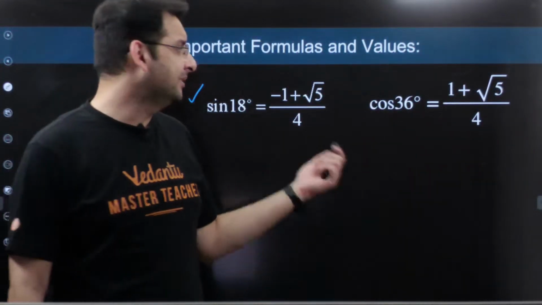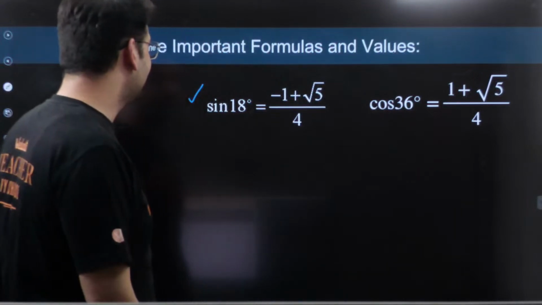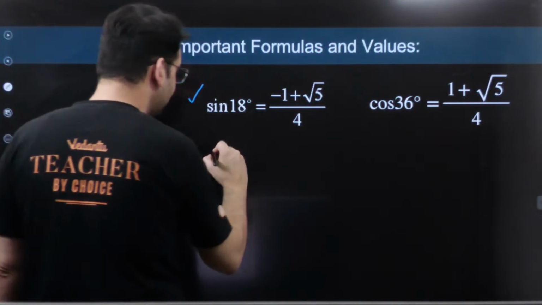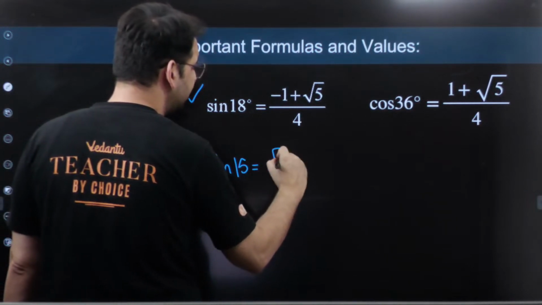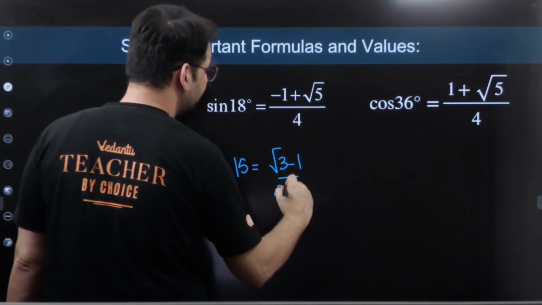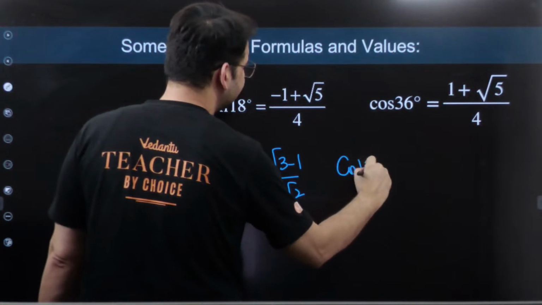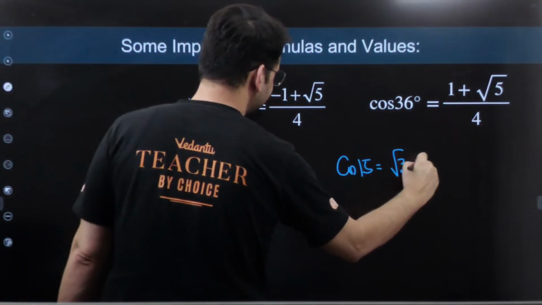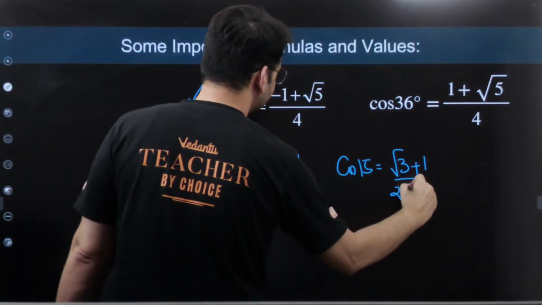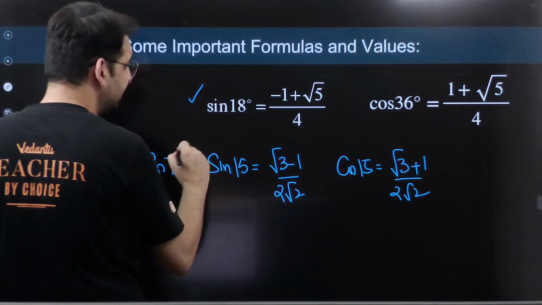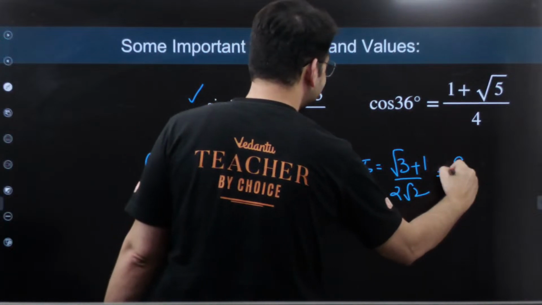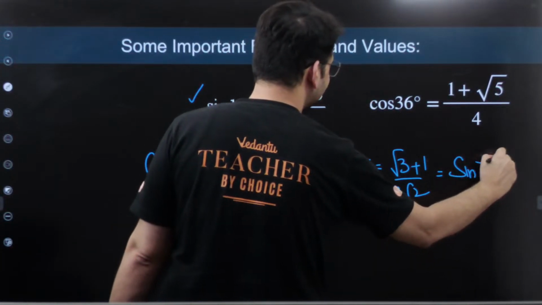Now these are two important values. Sin 18 is root 5 minus 1 by 4. Cos 36 is root 5 plus 1 by 4. You should also know sin 15, which is root 3 minus 1 by 2 root 2. You should also know cos 15, which is root 3 plus 1 by 2 root 2. Sin 15 is the same as cos 75. Cos 15 is the same as sin 75.